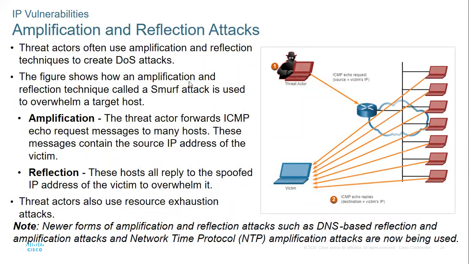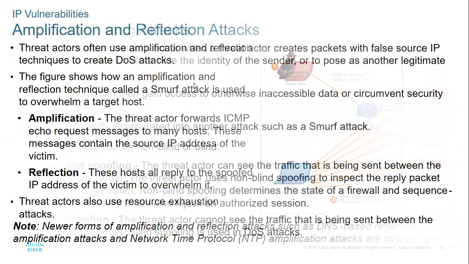Okay. The other attack which can be there due to IP vulnerabilities is amplification and reflection attacks. So we have the threat actor here who is going to send a number of echo requests to a number of devices, but he is going to falsify the source address. He's going to put the victim's IP address as the source of those requests. So the requests will go, but the replies will target the what? The victim. So this is what we call an amplification and reflection attack.